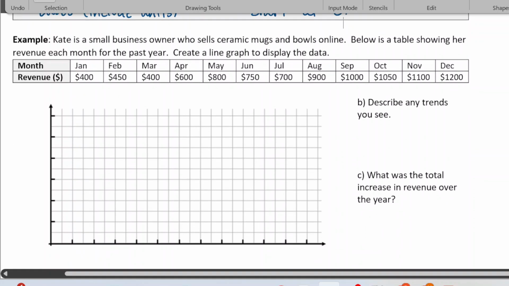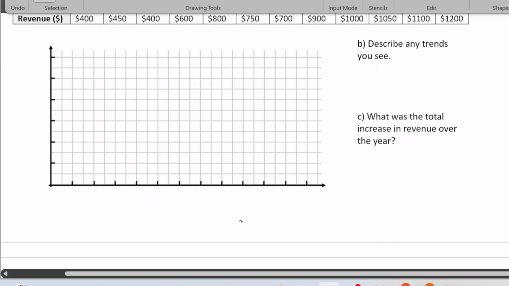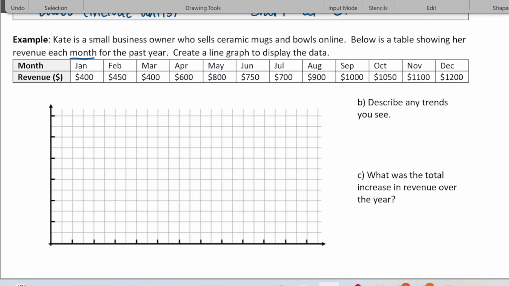Okay, so it says Kate is a small business owner who sells ceramic mugs and bowls online. Below is a table showing her revenue each month for the past year. Create a line graph to display the data. Okay, so let's start with the labels. Let's make a title. So we're doing monthly revenue.